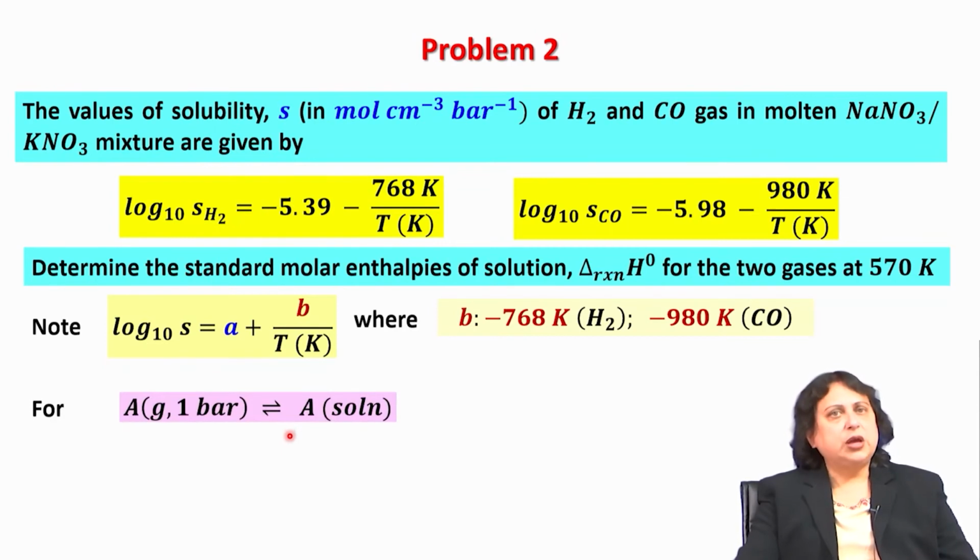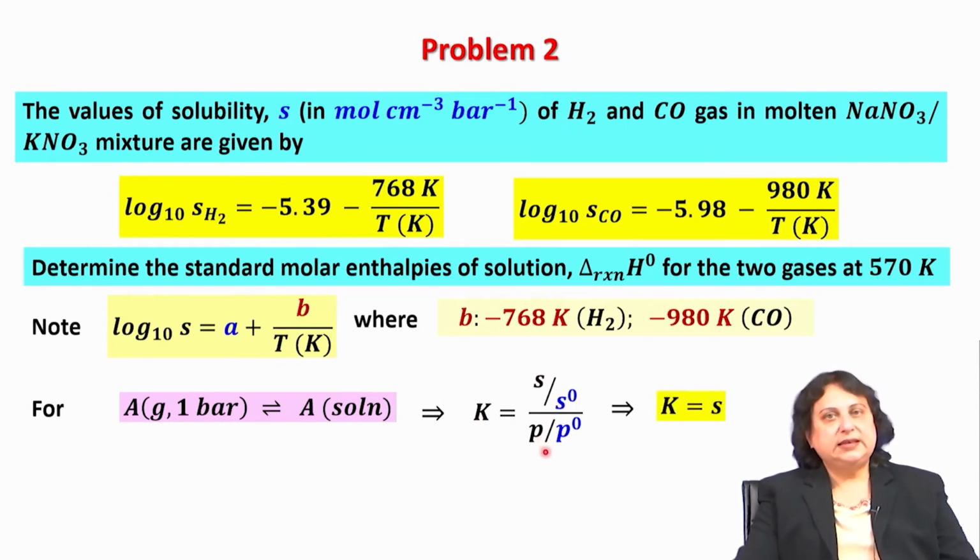Now, whenever I am talking about molar enthalpies of solution, I understand that the underlying chemical equilibrium that I am talking about is something like this. So, if I have any gas A at 1 bar pressure, say, and if I dissolve it in a solution which gives me this A solution, then I understand that the equilibrium constant corresponding to this equilibrium is S by S naught divided by P by P naught.